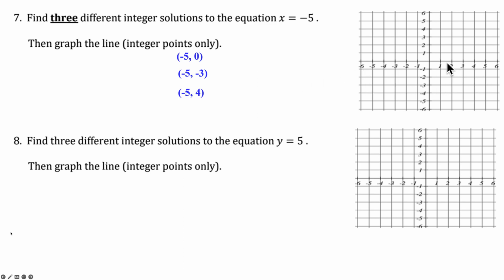It doesn't matter. I go to negative 5. I start to plot the points. It makes a vertical line. So because it's vertical, it does not cross the y-axis. There is no y variable in the equation.